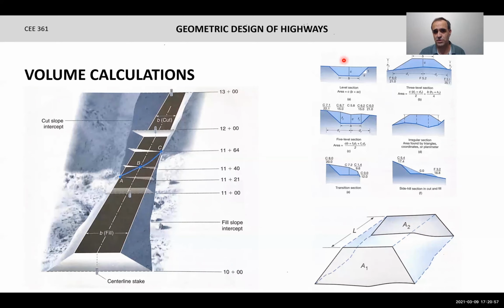It's a lot of geometry, but essentially what you end up doing is computing cross sections. For example, you would compute what the area of this section is, and then the area of that section. And with those areas and the length between them, using different equations, you compute the volume. So one would be simply taking the average of the two areas and multiplying by L.